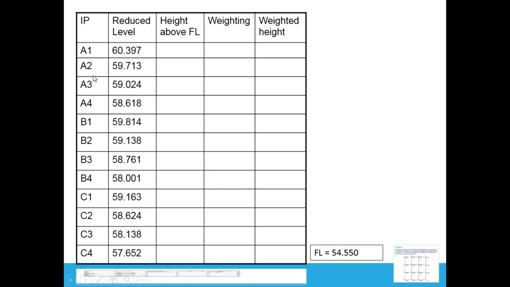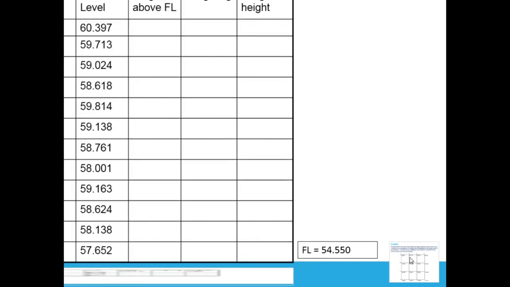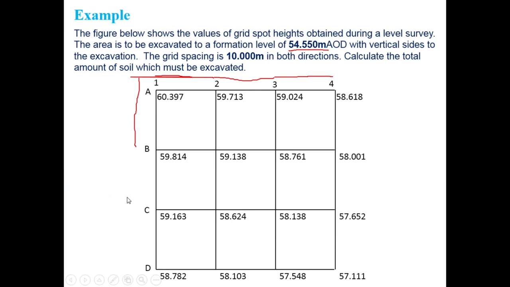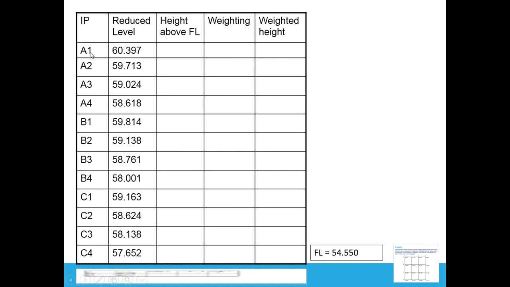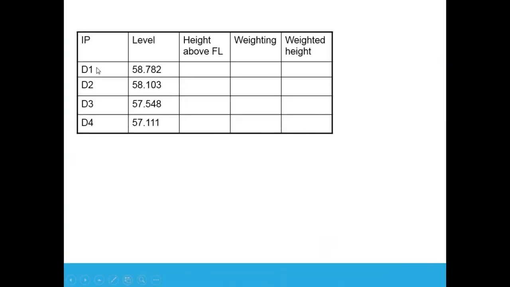We will do this for each intersection point. Just transfer the numbers from the grid given to you to the table. So we have here A1, A2, A3, A4, B1, B2, B3, B4, C1, C2, C3, C4, D1, D2, D3, and D4. Here you can see A1, A2, A3, A4, B1, B2, B3, B4, C1, C2, C3, C4, and here we have D1, D2, D3, D4, the rest of the table. It would be one table, but I couldn't fit all of this in one slide.